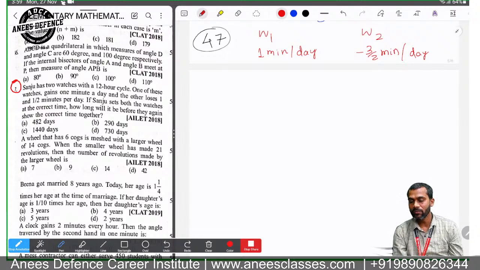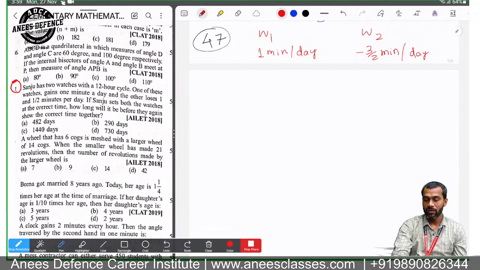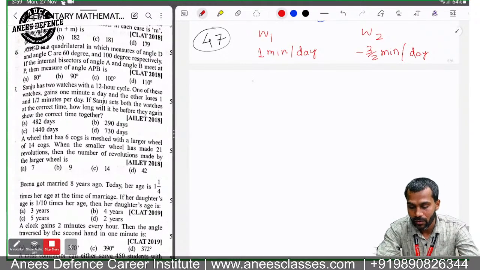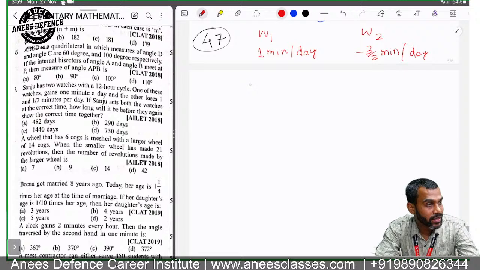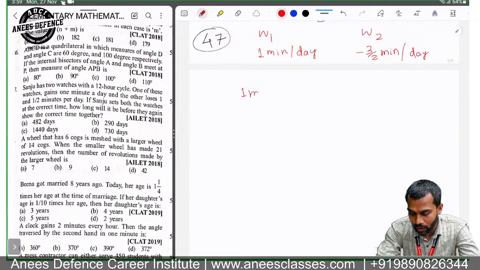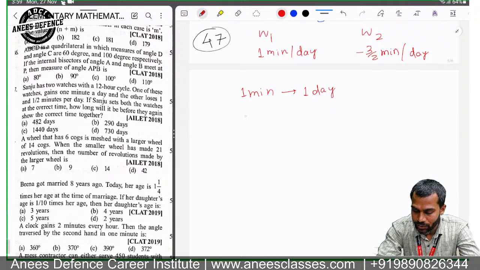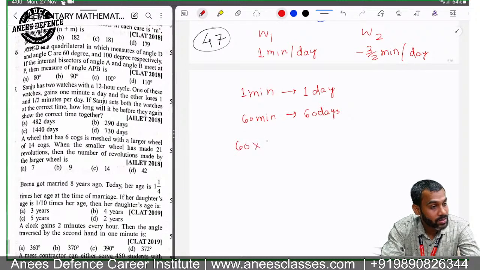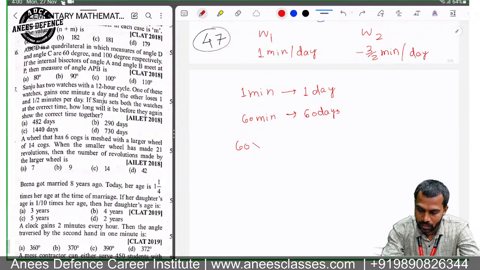I mean, 12 hours faster. Yes or no? So how many days will be needed? Tell me. See, for 1 minute, 1 day is needed. So for 60 minutes, 60 days will be needed. Yes or no? So for 60 into 12, that is 12 hours. Can I write here 1 hour? Yes or no?